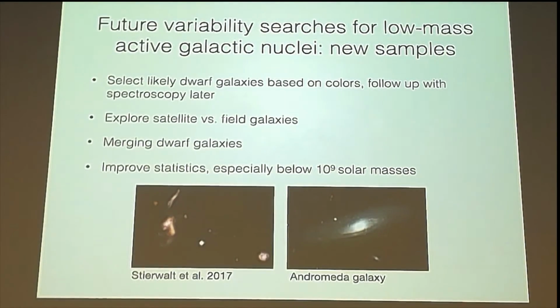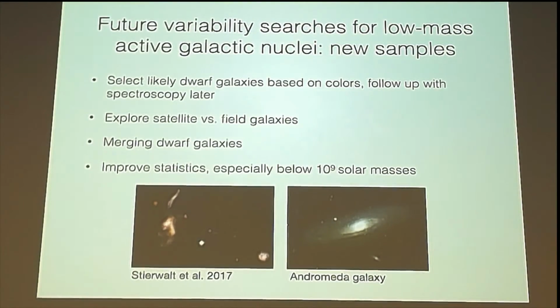Okay, so we can also improve upon this by adding new samples of galaxies. One of the things that we're going to want to do is try to select dwarf galaxies based on color where we don't necessarily have spectroscopy, which will be the case for the LSST. We may not have spectroscopy, so we need to work on our selection techniques.